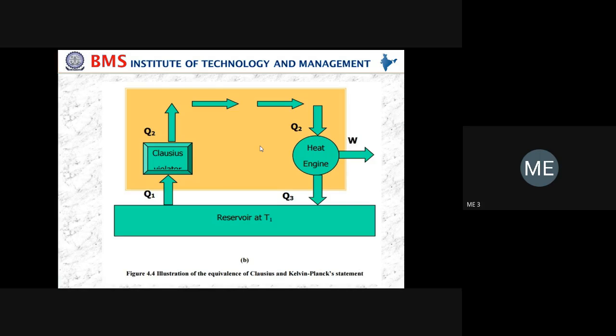One is the thermal reservoir at higher temperature, and another one is the sink at lower temperature. Then the same amount of heat is supplied and it produces the work done. And Q3, whatever amount of heat is rejected to the sink, no problem. But here it violates the Kelvin Planck statement. Hence, the violation of Clausius statement violates the Kelvin Planck statement.